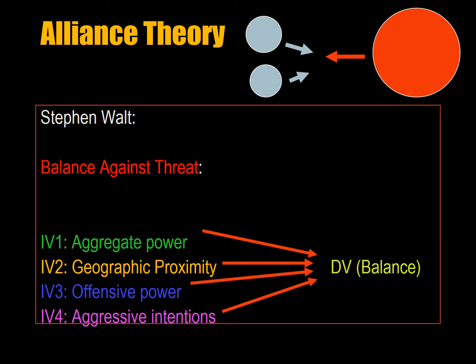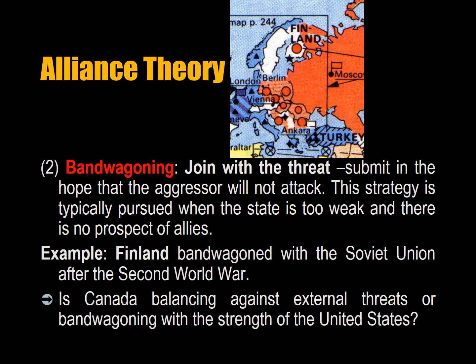So it's basically balance of power, which is incredibly simple and parsimonious, versus balance of threat, which is more complicated. Where balance of power would predict a minimum winning coalition, the balance of threat is able to explain why we have occasionally overwhelming coalitions. Another behavior is bandwagoning.